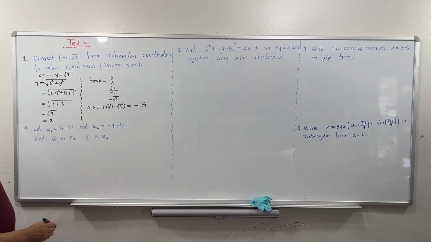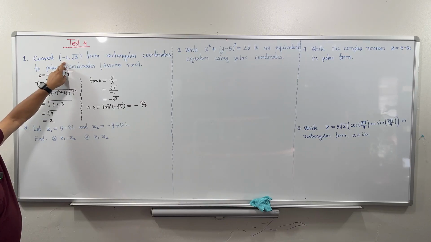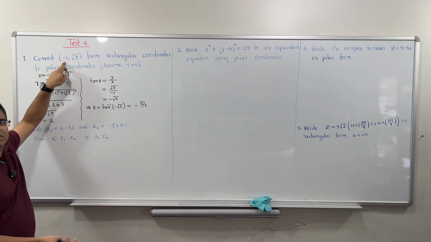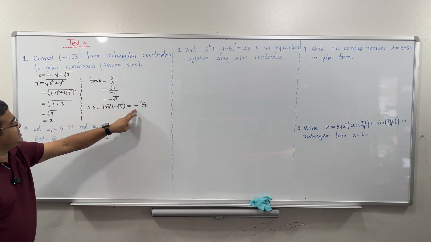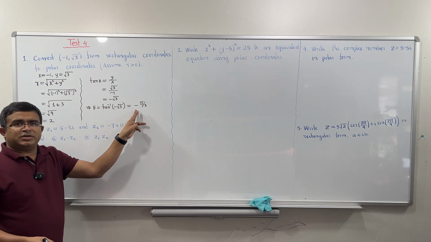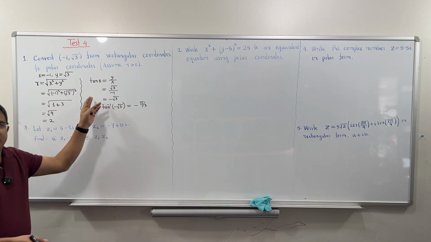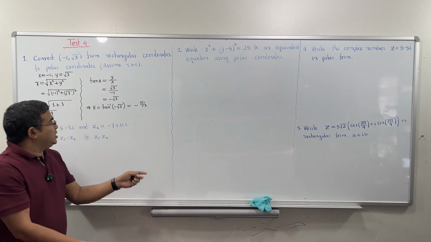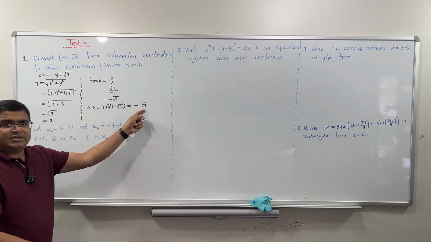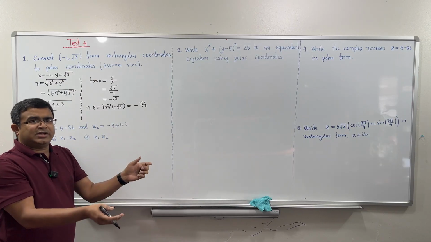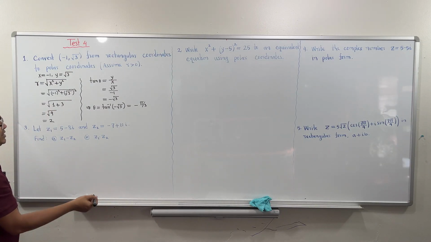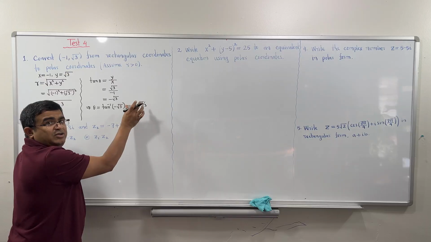Now this point goes to quadrant 2, but this angle goes to quadrant 4, because we know tan theta is negative in quadrant 2 and quadrant 4, and what angle we got here is in quadrant 4. So we need to adjust the angle. So how can we adjust? Just add pi with this one.